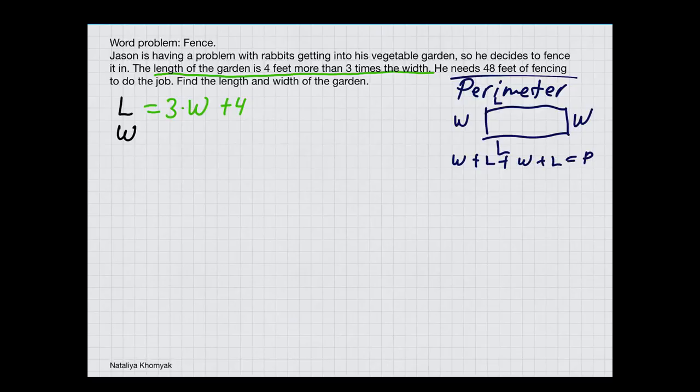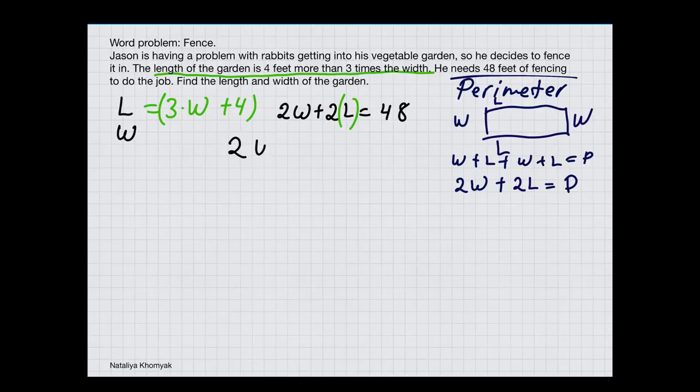This will give us perimeter, or we can just combine like terms and say 2W plus 2 lengths will give us the perimeter. Now we are actually told what the perimeter is equal to, so we know that 2W plus 2L equals 48 feet. We can solve this equation once we have it in terms of one variable. And they told us what length is in terms of width. So let's just substitute and solve.